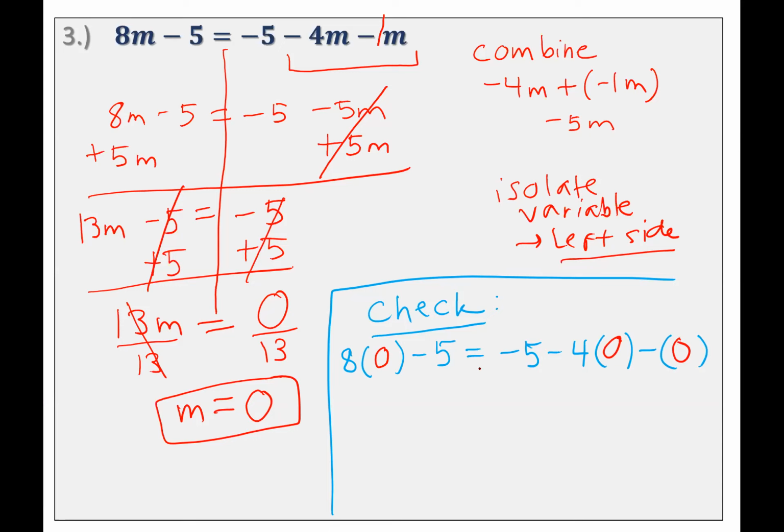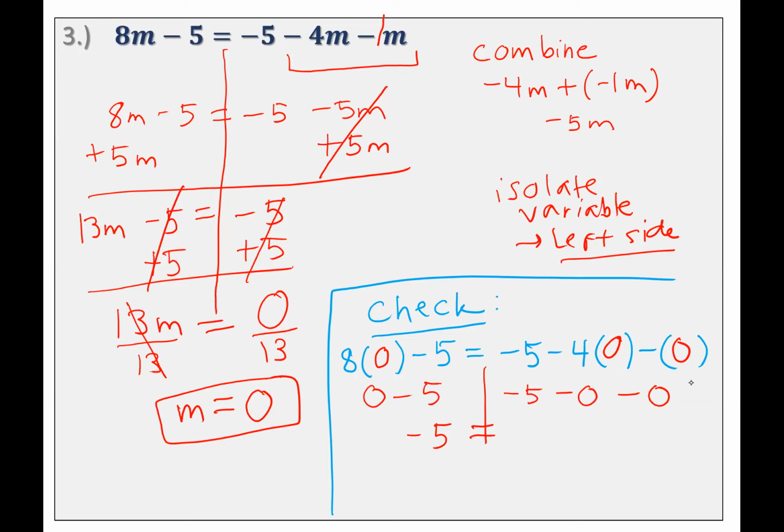Let's simplify on both sides and just make sure that both sides end up being equal to each other. On the left side, 8 times 0 is 0. 0 minus 5 is negative 5. So that's what I got on the left side. And let's see if it's equal to the right. Let's see, negative 5 minus 4 times 0 is 0. So I'll write negative 5 minus 0 and then minus another 0.